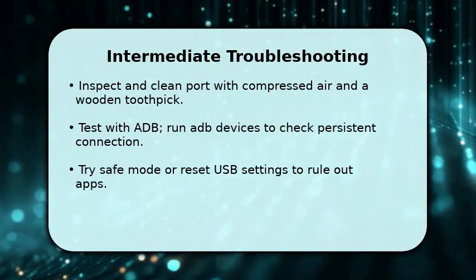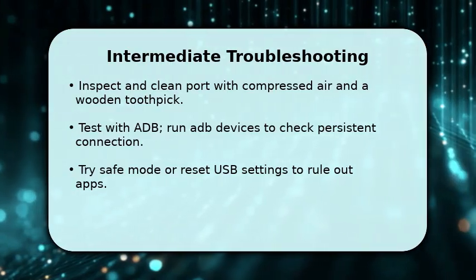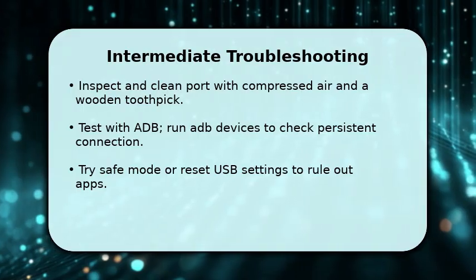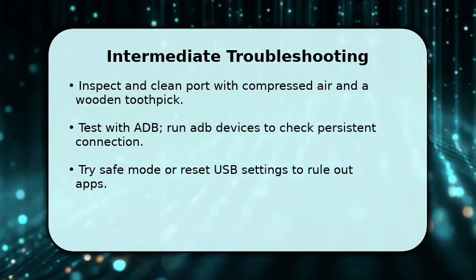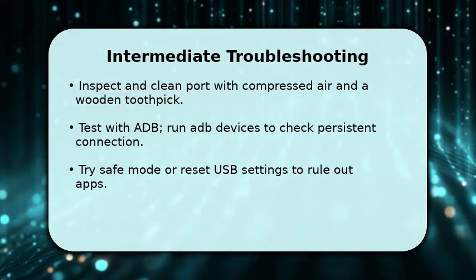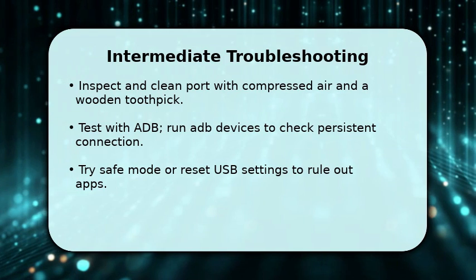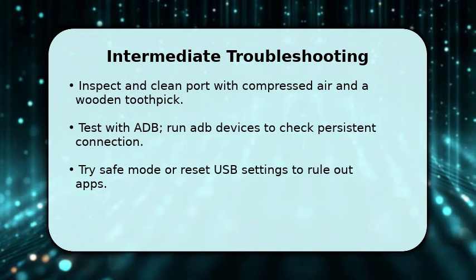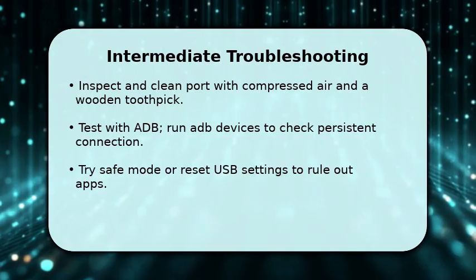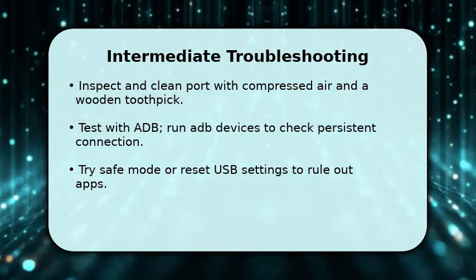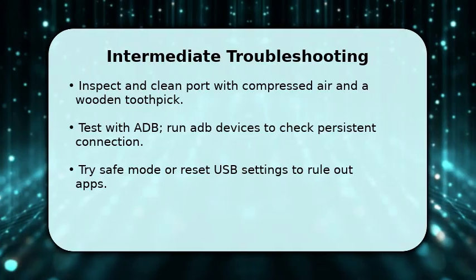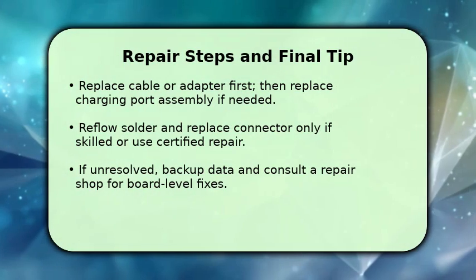Persistent disappearance indicates hardware. If ADB is stable, boot into safe mode to rule out third-party apps interfering with USB policies. Finally, reset network or USB preferences in system settings to clear misconfigurations before assuming a physical problem. If software steps fail, swap the cable and adapter first because they're the cheapest fix.